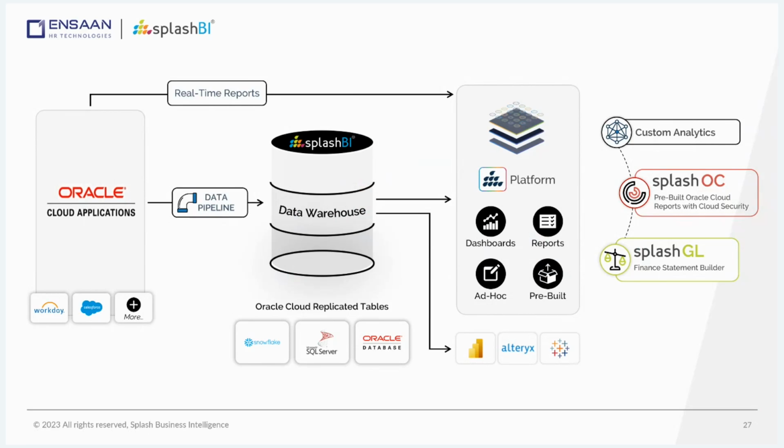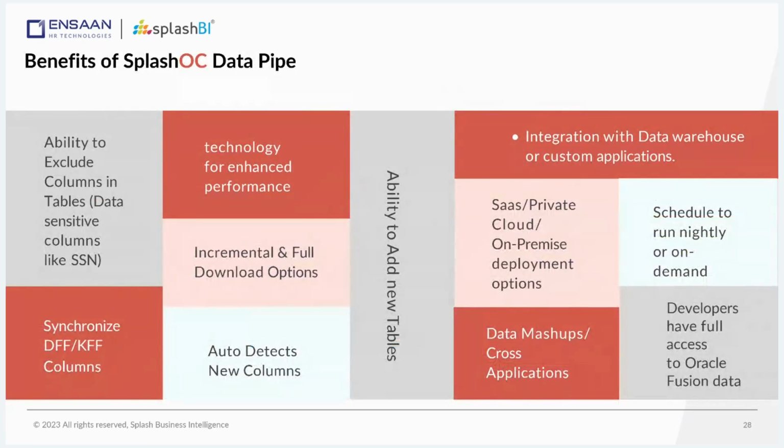And what are the benefits of Splash OC data pipe? Well, all those challenges that we've been discussing throughout the presentation are resolved using the Splash OC data pipeline. You have the ability to fully download your entire data. You also have the ability to incrementally download those data points, based upon the modules and the objects that you have access to.